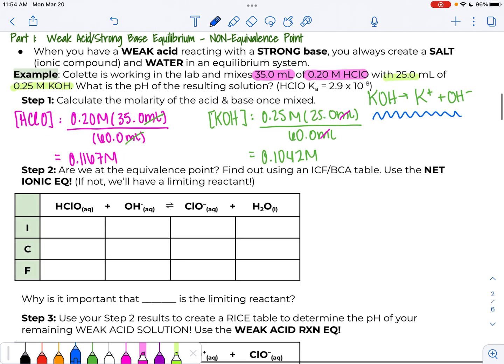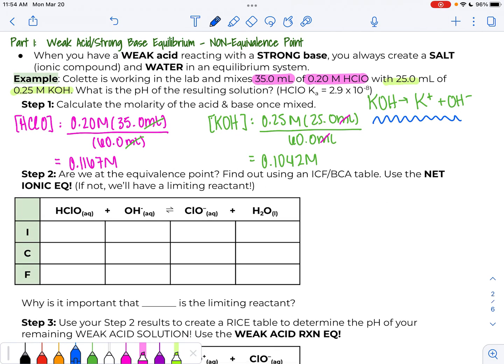Because in our next step, why this is important is what we're going to do is create a BCA table, essentially. But I'm actually going to call them something different. Know that they just are BCA tables, and if you want to use this as a BCA table, please go ahead. It's no different. All we're looking for is the stoichiometry of our situation.